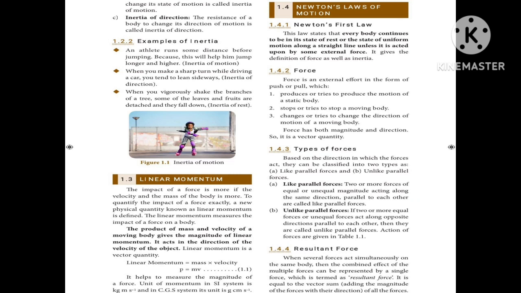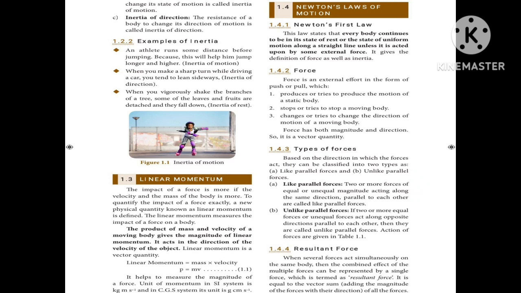Parallel equal forces acting in opposite directions in the same line of action: F1 equals F2, so Fnet equals F1 minus F2, which is 0 since F1 equals F2. Resultant force. When several forces act simultaneously on the same body, the combined effect of the multiple forces can be represented by a single force, which is termed the resultant force.